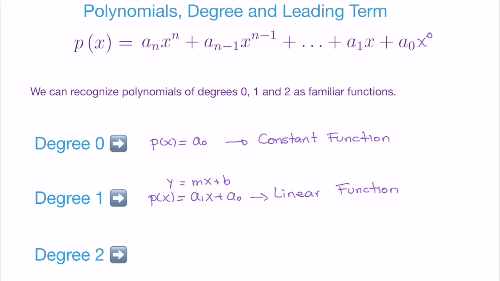Pause the video and think what a polynomial of degree 2 is. If the degree is 2, p of x is going to be a2x squared plus a1x plus a0. And what is that? Yep, that is just a quadratic function, which is nothing but a parabola. A polynomial of degree 3 is called a cubic. Polynomial of degree 4 is called a quartic, and so on and so forth.